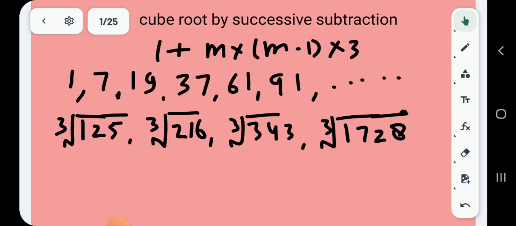Now in the next video we will be discussing how to make a number a perfect cube by the same method. That we will discuss in the next video.